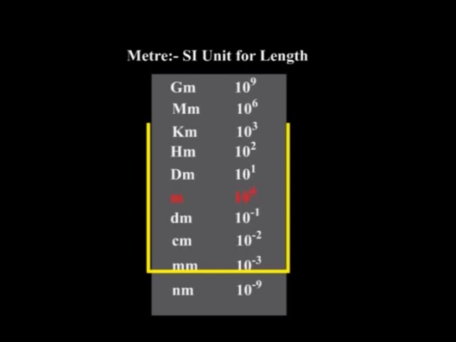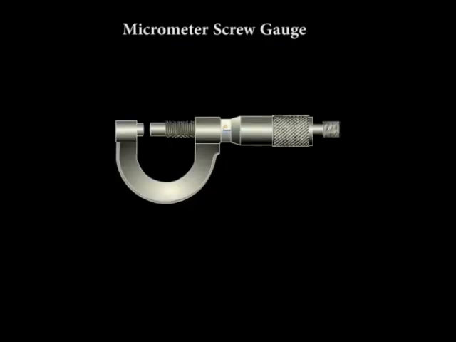In this section, we shall look at measuring small distances using two instruments, the micrometer screw gauge and a vernier caliper. Actually, it is the main focus of this chapter. So let's get right into it, and we start with the micrometer screw gauge.